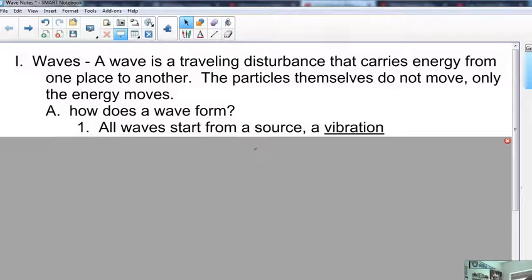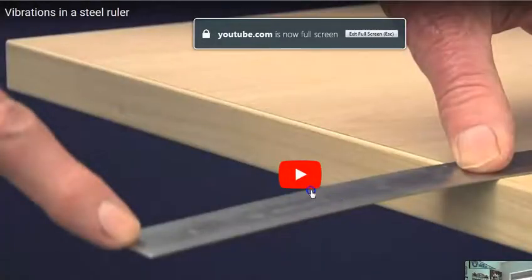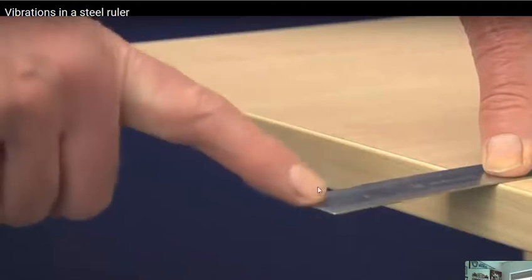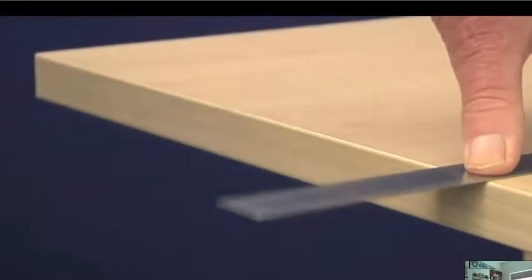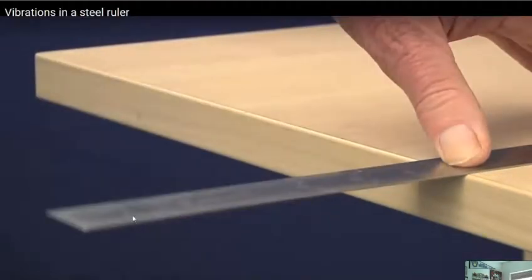So I got a couple of clips here that I'm going to show you. The first one is just this. It's a steel ruler on the side of a table. The steel ruler's going to vibrate. The reason I'm showing this to you is I'm focused on the vibration. This is a vibration. So you can see the ruler vibrating. Now what you cannot see in this video is the wave. The wave is traveling from the ruler to your ear, and it's getting from the ruler to your ear through the air. And we can't see air, so you can't actually see the wave.